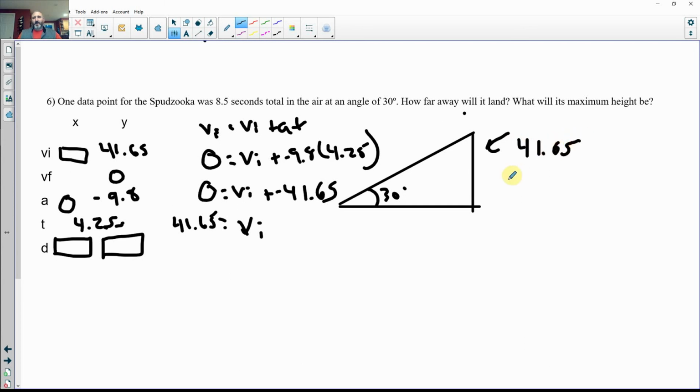41.65. And once upon a time, we learned about triangles, and if you have any side and an angle, you should be able to figure out the other side. So in this case, if this is my starting angle, this is the opposite, this is the adjacent. So I have the opposite, I want the adjacent, I can use tangent of 30 equals the opposite over the adjacent. But I already have the opposite. The opposite is 41.65. So now what I can do is I multiply both sides by a.